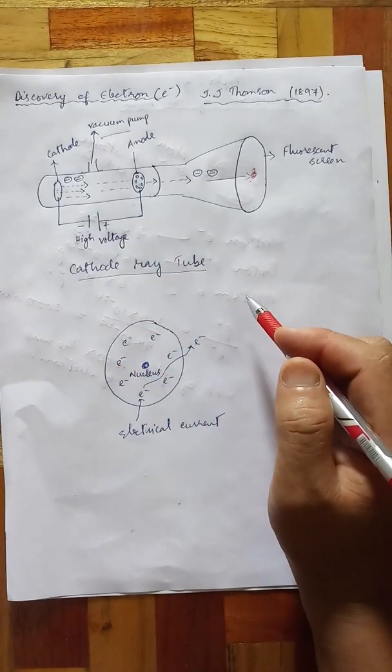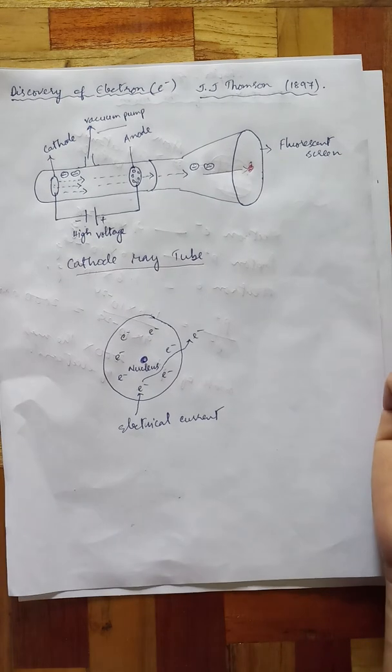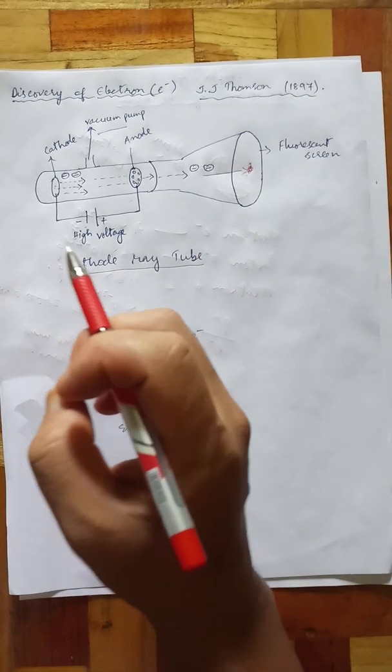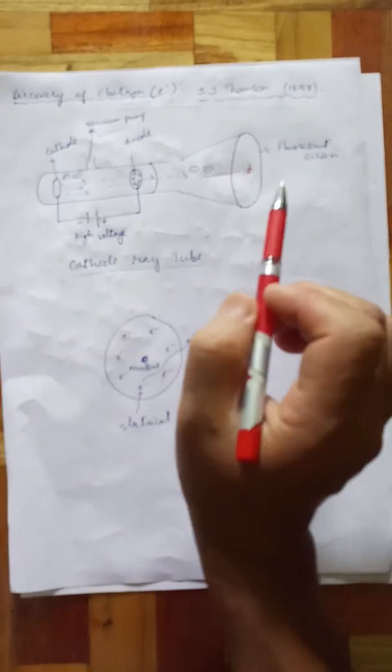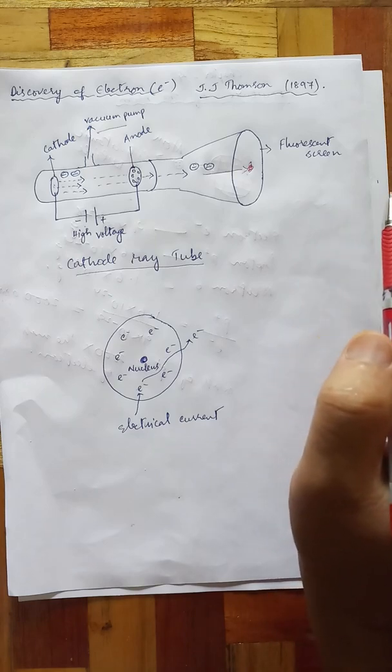By this experiment, Dalton's theory was proved incorrect, since Dalton stated that the atom is the smallest particle. But from the gas atom, some very minute particles were emitted from the cathode. So Dalton's theory was proved wrong.